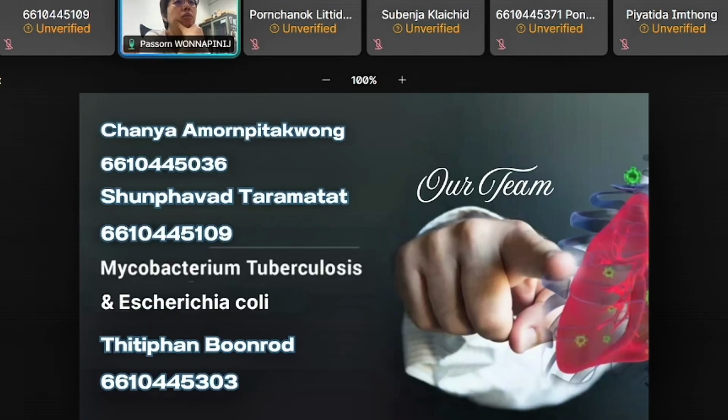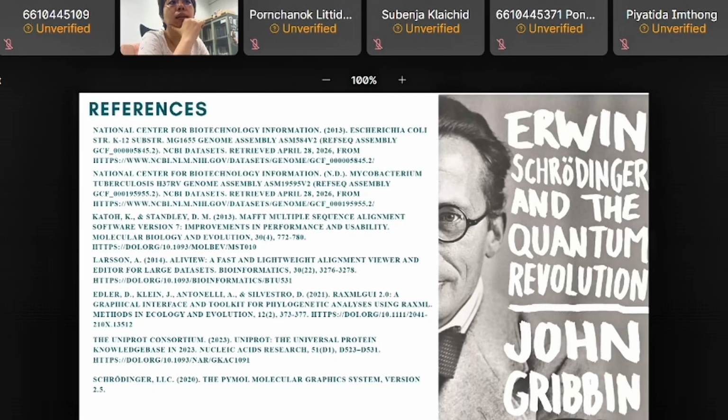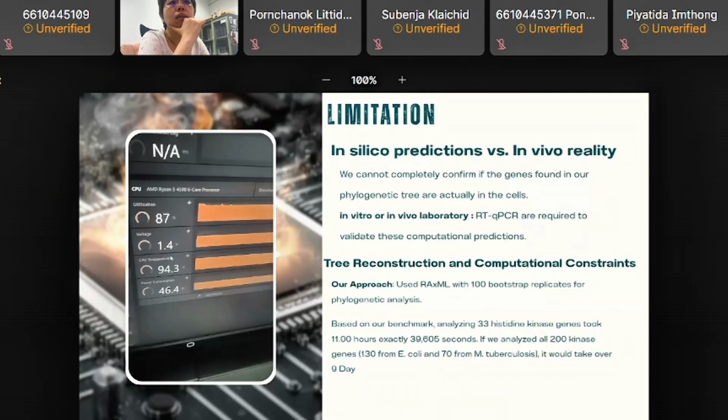Okay, first go back to the conclusion slide where you talk about the limitations. You said that analyzing 33 histidine kinase genes took 11 hours. Yes. So are you analyzing on your laptop? Yes, our own laptop. But I think in class I already demonstrated the options for running the phylogenetic tree on a server. So this shouldn't be a limitation.